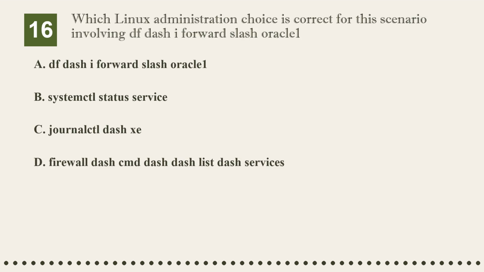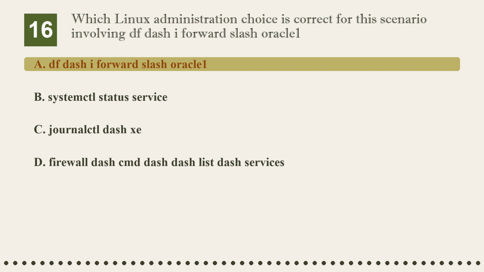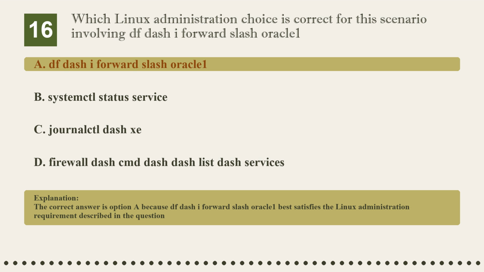Question 16. Which Linux administration choice is correct for this scenario involving df -i /oracle1? Option A, df -i /oracle1. Option B, systemctl status service. Option C, journalctl. Option D, firewall-cmd --list-services. The correct answer is option A, df -i /oracle1, because df -i /oracle1 best satisfies the Linux administration requirement described in the question.